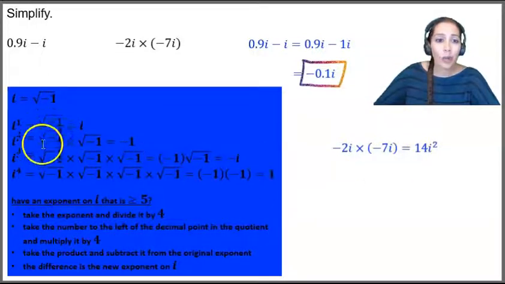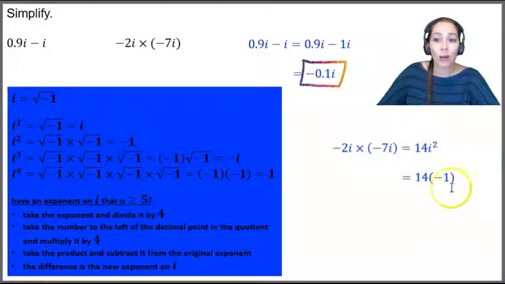So Chloe has already shown us that i squared is equal to negative 1. So instead of 14i squared, we're going to plug in negative 1 for i squared. And 14 times negative 1 is equal to negative 14. And that is our final answer.